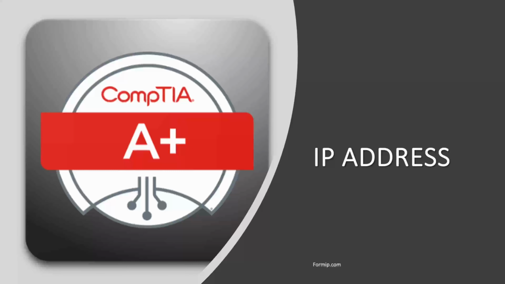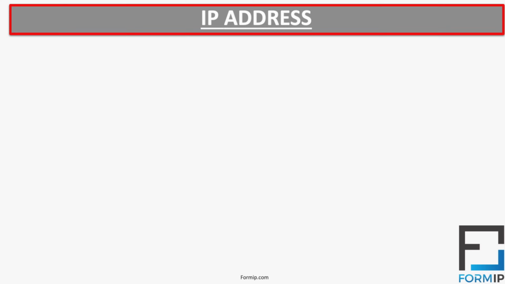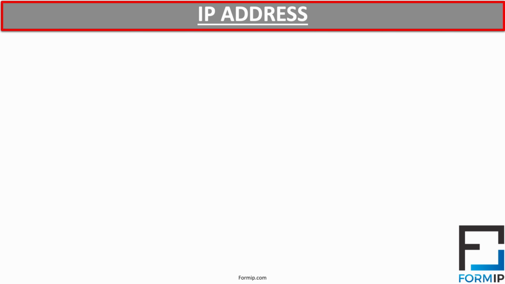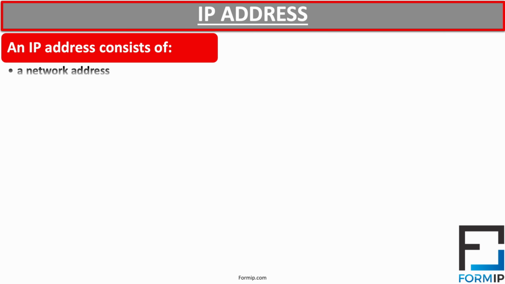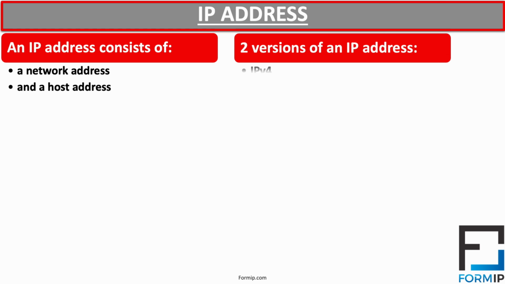In this course, we're going to talk about the IP address. An IP address is a numeric address. It makes it possible to identify a computer or any equipment on the network. Each device must have a unique IP address in order to communicate on the network. The IP address consists of two parts: the network address and the host address. The IP also exists in two versions, IPv4 and IPv6.